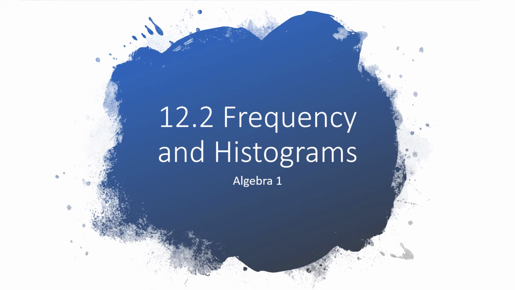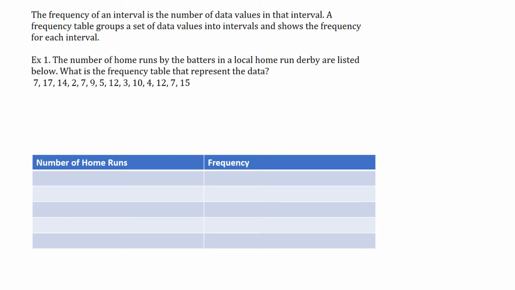Alright, this is 12.2, frequency and histograms. So we have frequency. Frequency is just going to be the number of data values in that interval, and we're going to go ahead and create a table to show the frequency.